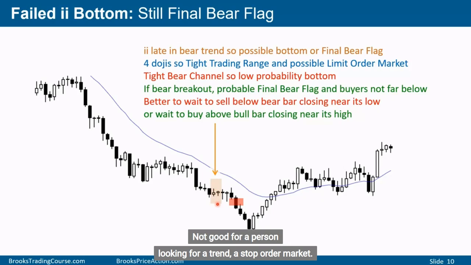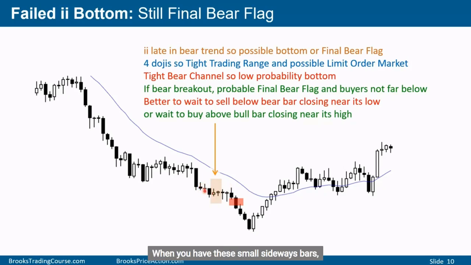A stop order market. You can see it triggered the buy. It went above the second of the 2 inside bars. But then it triggered the sell and went below the low of the II. And then it went back above the top of the II. Why? Because it's a limit order market.